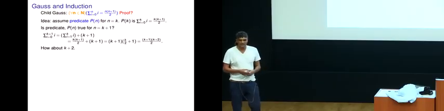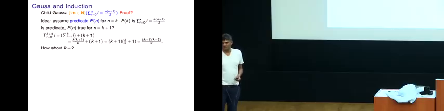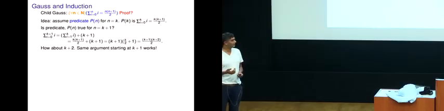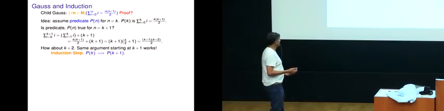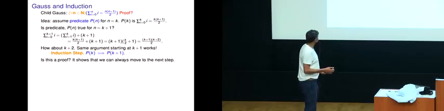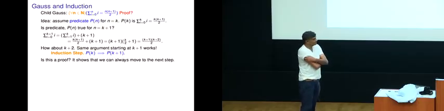Now, maybe I want to make the argument again for k plus 2, but do I need to? No, I could just think of k plus 2 as just a change of variables. You just change it all, and it all works. So P of k implies P of k plus 1. Is this a proof? It shows that we can always move to the next step.